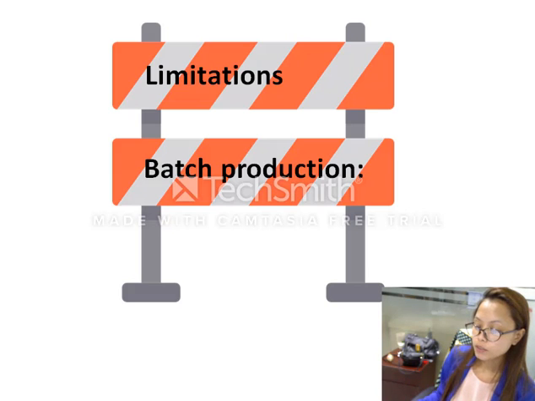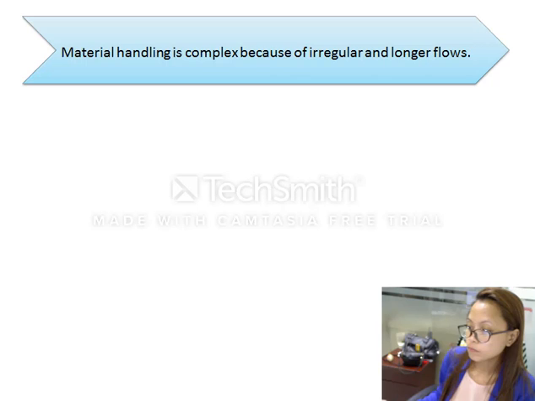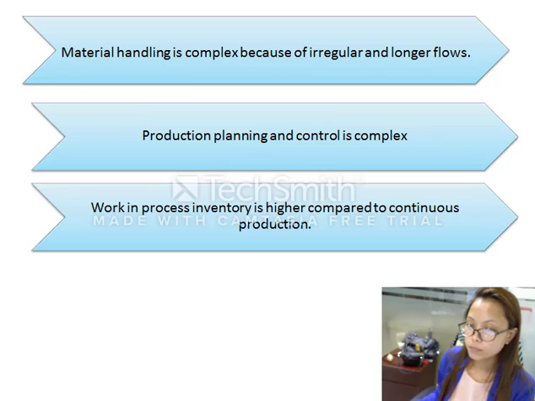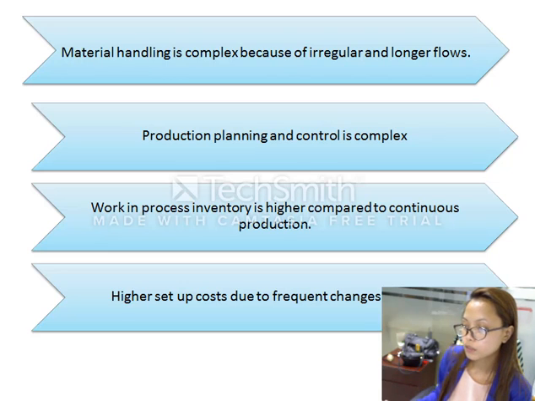Limitations of batch production. Material handling is complex because of irregular and longer flows. Production planning and control is complex. Work in progress inventory is higher compared to continuous production. Higher setup costs due to frequent changes in setup.